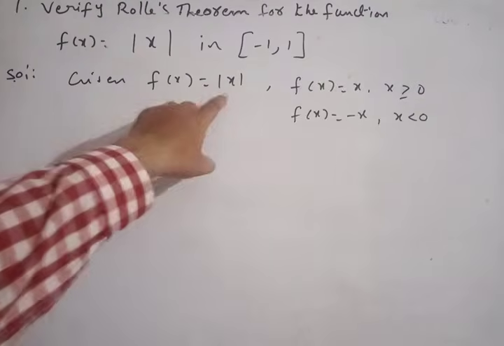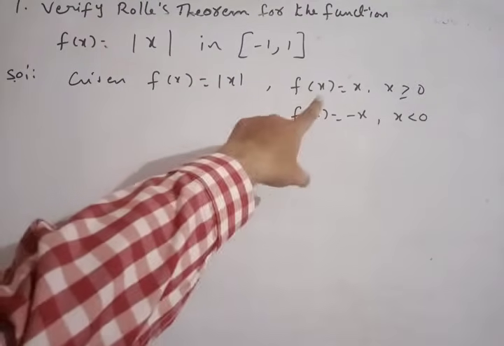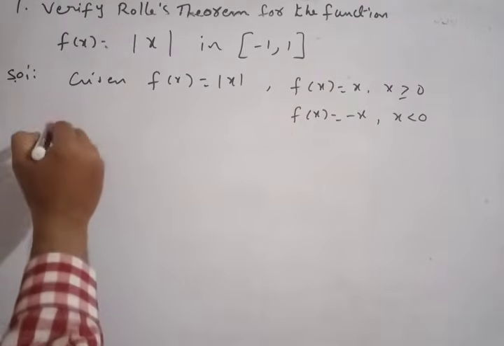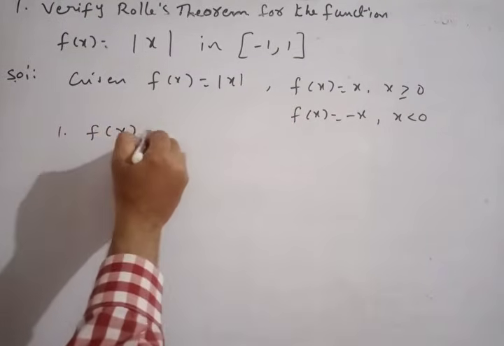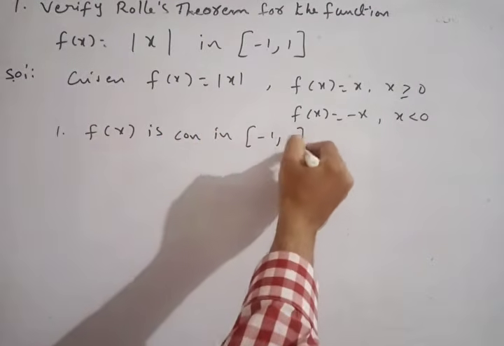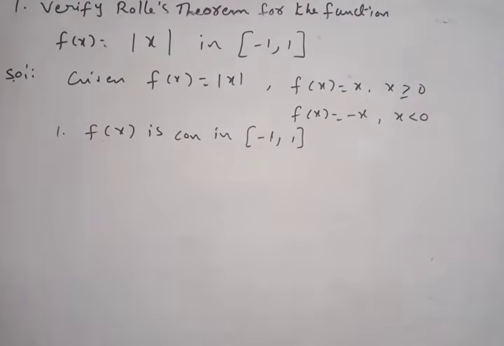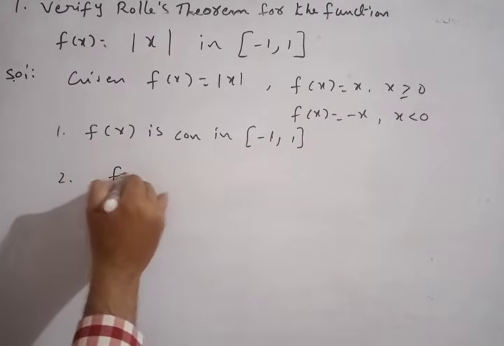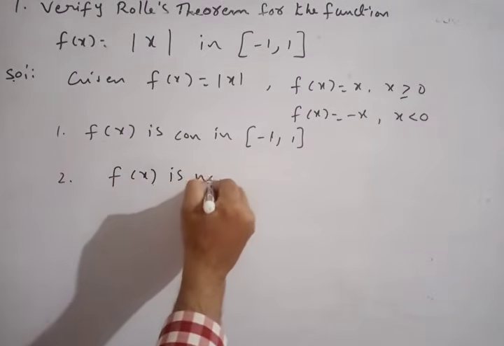When mod is greater than or equal to 0, it is positive. When it is less than 0, it is negative. Now, the first point: f(x) is continuous in the closed interval [-1, 1]. Mod is there, so it is continuous. Now, when it comes to derivability, what happened here? f(x) is not derivable.